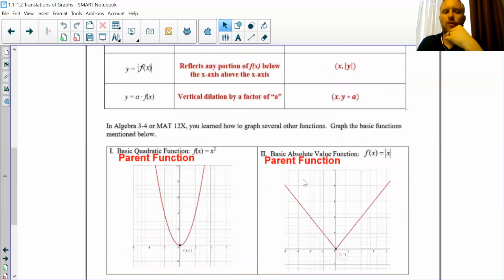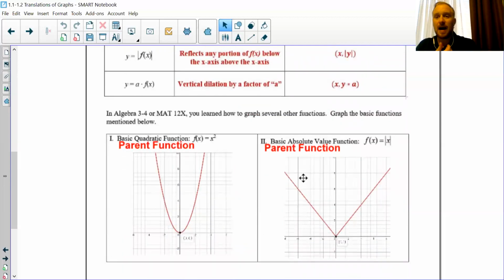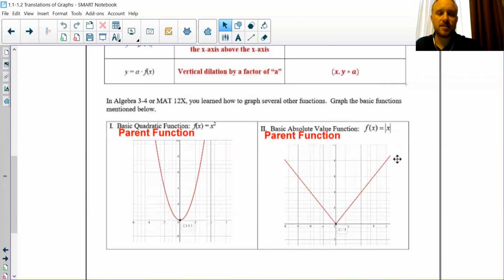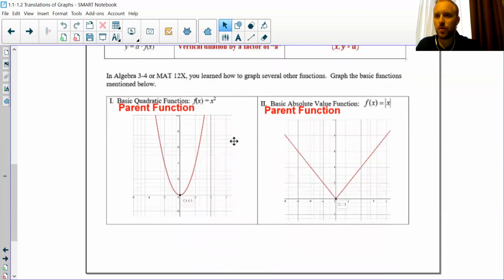So in Algebra 3-4 and in any math class before this, we've talked about parent functions. So here I've identified parent functions. This U shape here represents a parabola, which is the quadratic function. You notice that for the quadratic function, the highest power is x squared. The next one is called an absolute value function. So this is the parent. Notice that these all go around the origin.